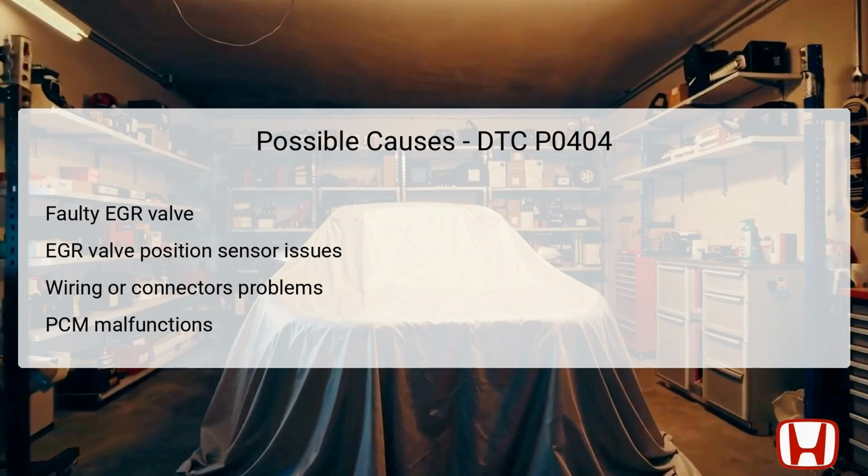When faced with DTC P0404, there are several possible causes that need to be considered. Firstly, a faulty EGR valve is often the primary suspect. If the valve is stuck open or closed, it won't regulate exhaust flow correctly. Another potential issue could arise from the EGR valve position sensor, which monitors the valve's opening and closing and provides feedback to the engine control module, ECM. If this sensor fails, it can cause a misreporting of the valve's position, leading to the DTC being triggered.